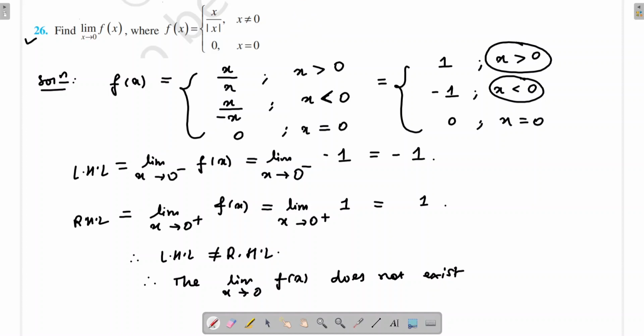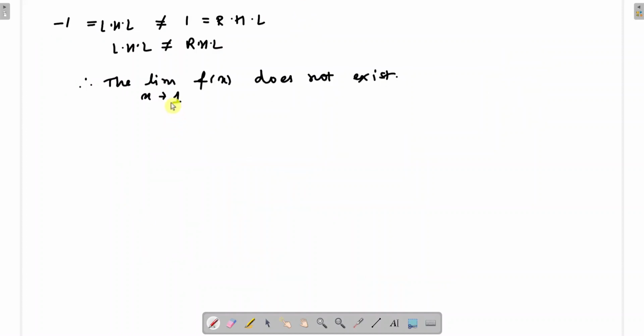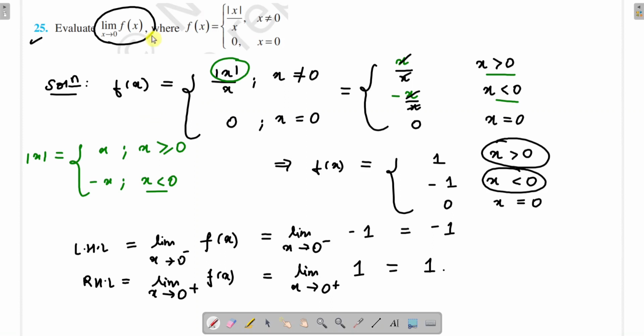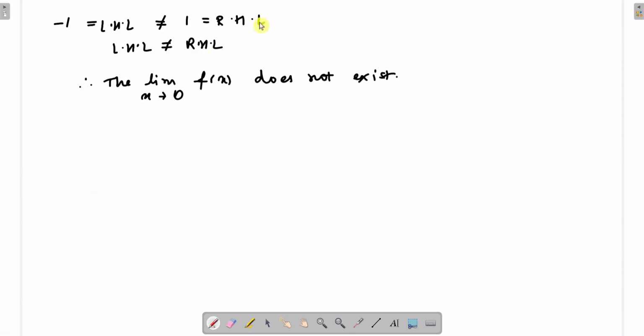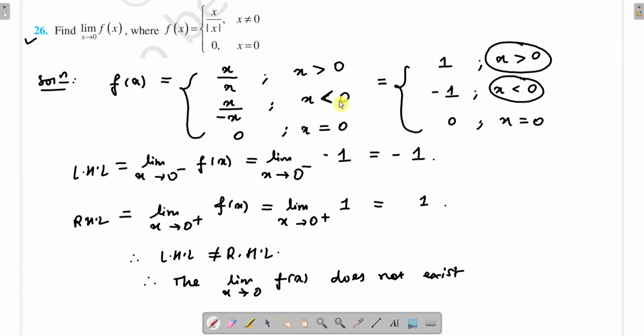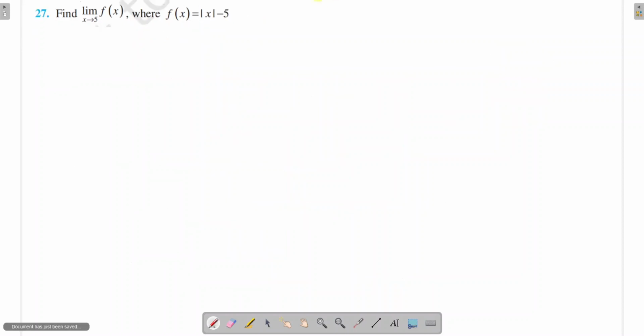What I had written in the previous conclusion, limit x tends to 1, this is 0 actually, right? Here for problem 25, so here I had written 1. Okay, so same answer here also, right? Problems 25 and 26 are similar. Now let us go to 27.